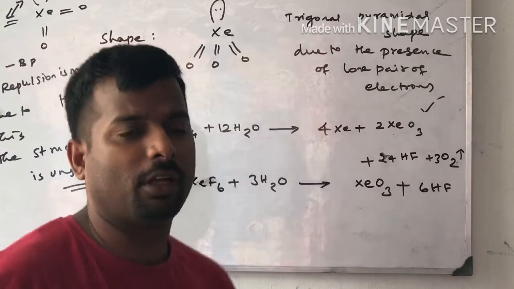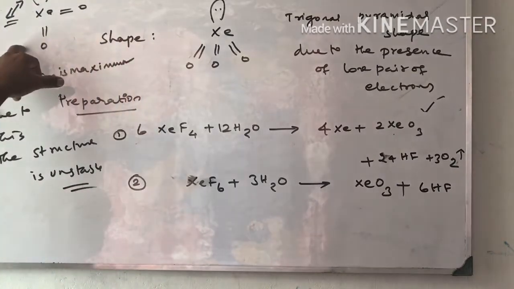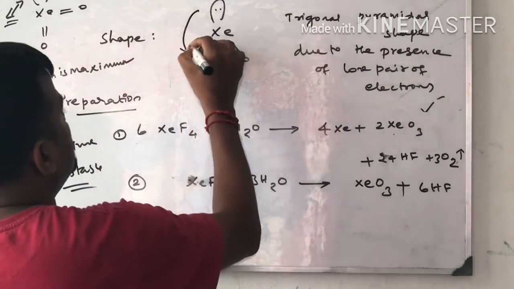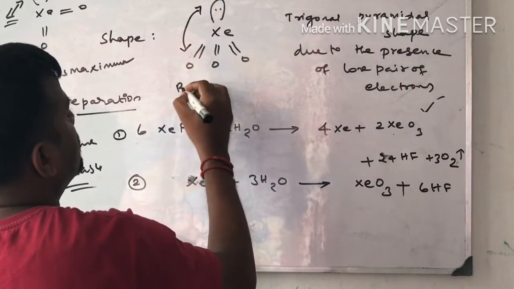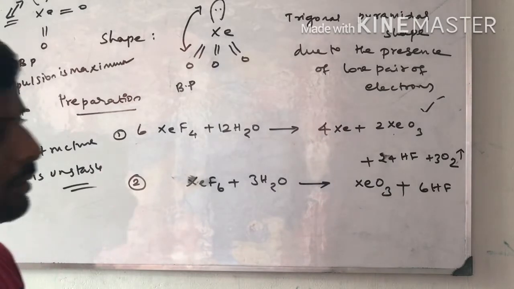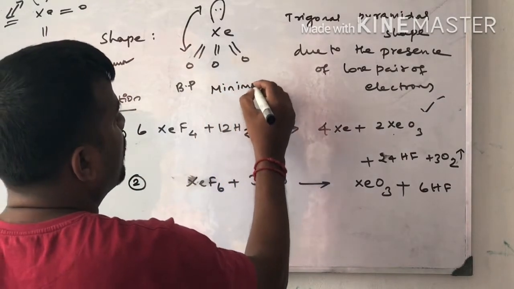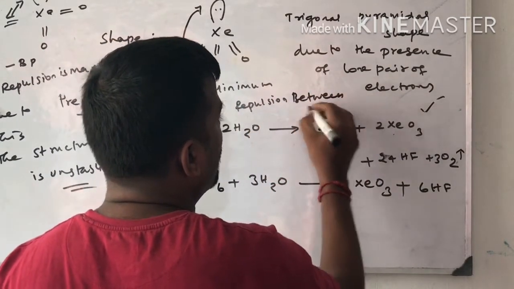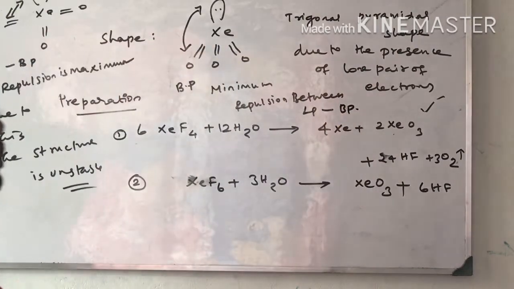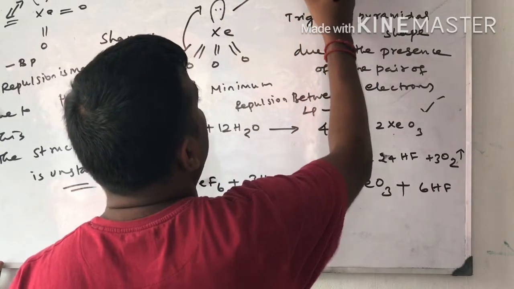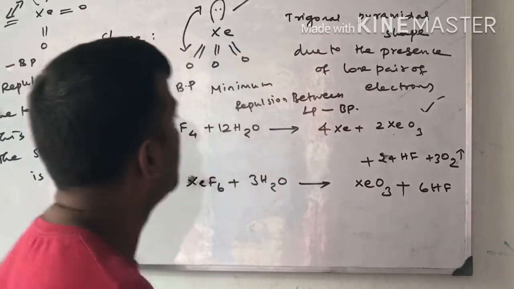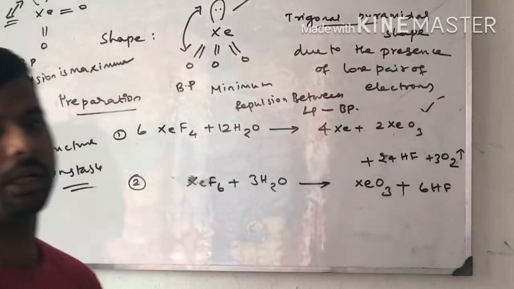So what have we recollected? This type of structure is also possible, but due to lone pair bond pair repulsion the structure is unstable. Here the distance between lone pair and bond pair is large, therefore there is minimum repulsion between lone pair and bond pair, so it is stable. This is the reason why xenon trioxide is trigonal pyramidal in shape.